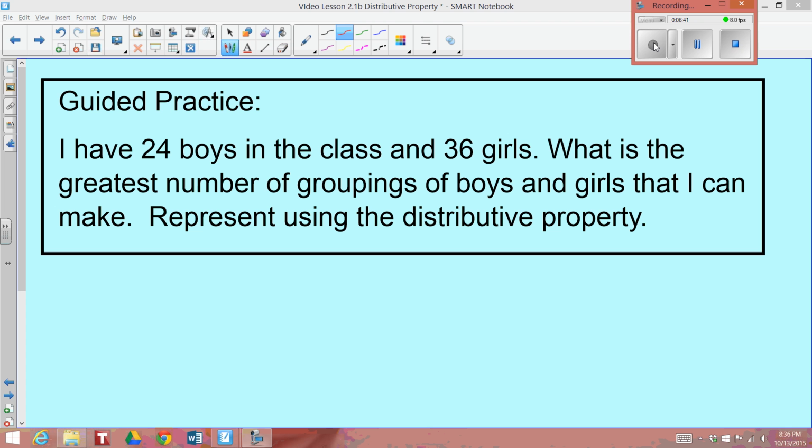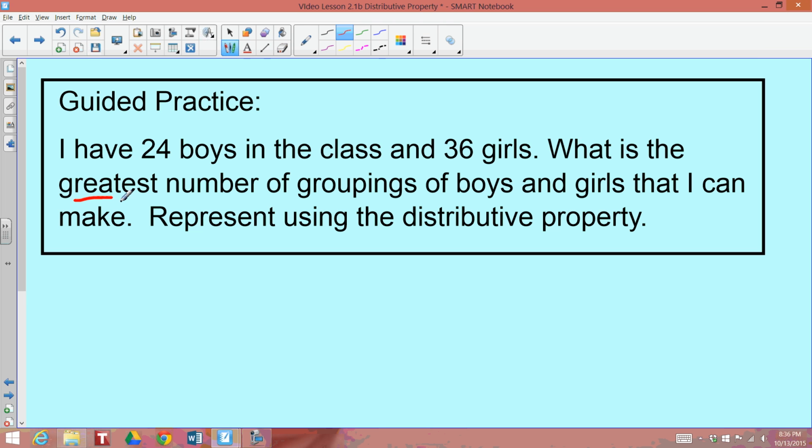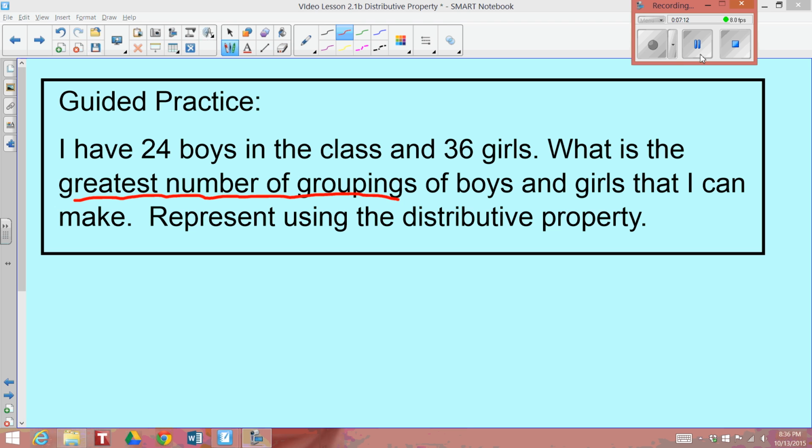So what's the first thing we do? Well, the first thing we do is we find the GCF of 24 and 36, because this question is asking for the greatest number of groupings. And right when I hear that in a word problem, greatest number of groupings, I know I can use the greatest common factor. So why don't you press pause on this video, find the greatest common factor of 24 and 36, and then we'll guide you from there.